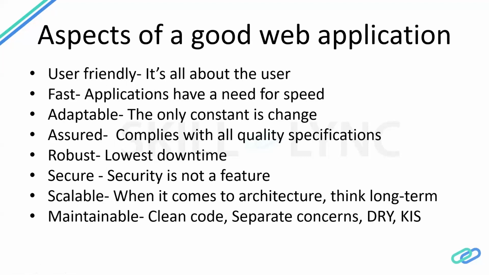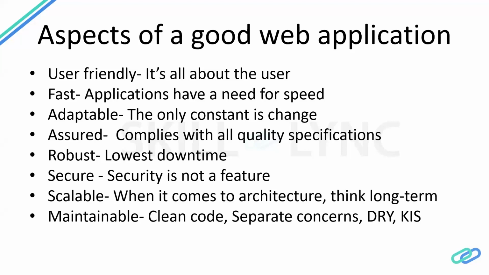Now, whether you create a to-do list application or you create a Facebook, any web application should have some good aspects to it. And what are those? It should be user friendly, because it's all about the user after all. It should be fast. Applications have a need for speed. If you go to Instagram and it doesn't load for a long time, you won't use it. Your application should be adaptable, because the only constant is change. So as soon as some changes are required, your application should be able to quickly adapt to them.